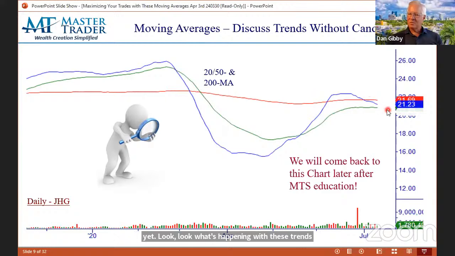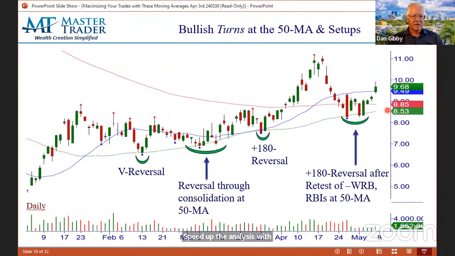So now we're going to come back at the end and put the candlesticks on this and see if these moving averages speed up the analysis with a tradable pattern. Here we go. We'll get through as many examples as we can. We always reserve time to look at the real markets, answer questions, etc. So, I just call this bullish turns at the 50. Now, let's just look at it, discuss it, and then we could talk about tradable setups.